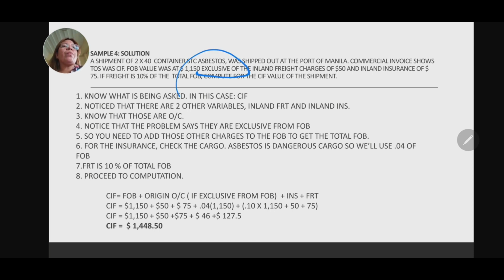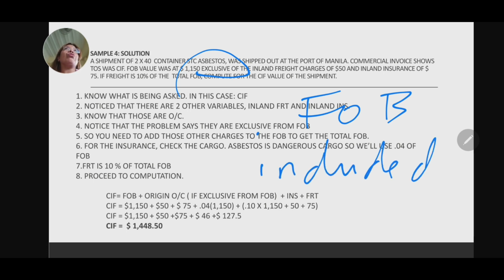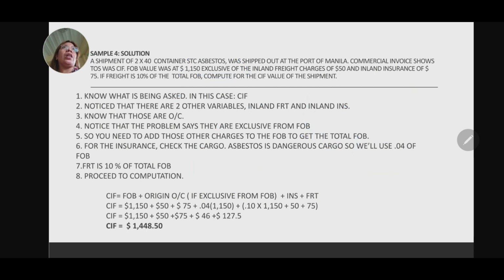But if the problem says that those other charges are included in the FOB value, then you do not need to do anything to those values. You do not need to add or subtract those values from the given FOB if they are included in the FOB. We are just going to add those values in this problem, because the problem is saying that the FOB value is exclusive of those other charges, so we need to add them all up.